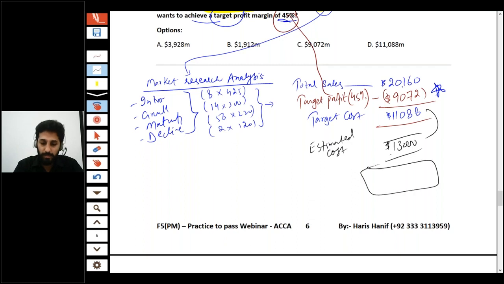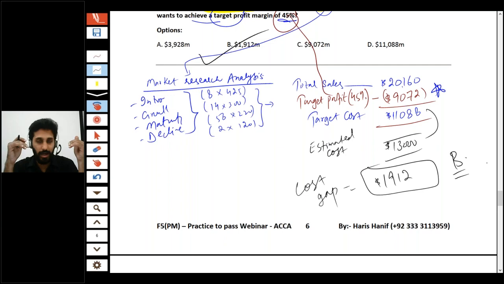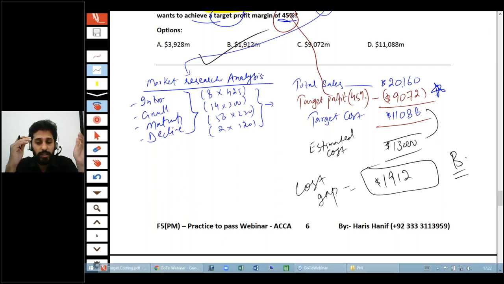So what is the cost gap? They actually need the cost gap in total. That's 1912. So B is the option. B is the ultimately correct option for this thing. See that we had calculated the total target cost, total estimated cost and total cost gap. That's very simple, right? Now let's move ahead for the theoretical aspects of this question. We have to finish this and move forward for the life cycle costing as well.